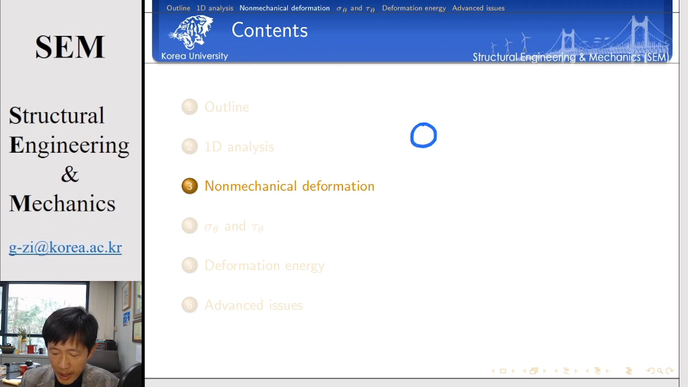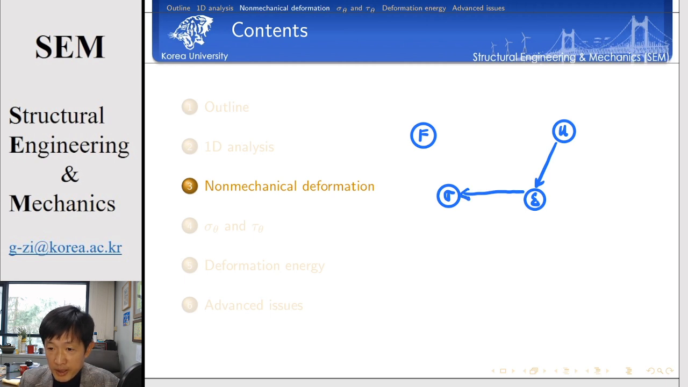So according to my map, we have force here, and then the stress, the force becomes stress, and then we have strain. And then we have the displacement. This is the map of analysis that I emphasize every time I do my lecture.